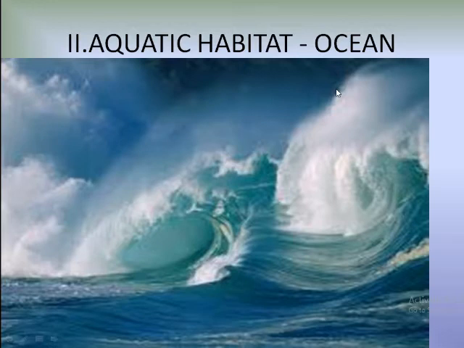So what is aquatic habitat? Aquatic habitats are places full of water. Water is the medium for living organisms. Plants and animals which live in water are called aquatic plants and aquatic animals. So what is aquatic habitat? Aquatic habitat means the regions or areas which are full of water. These are known as aquatic habitats.